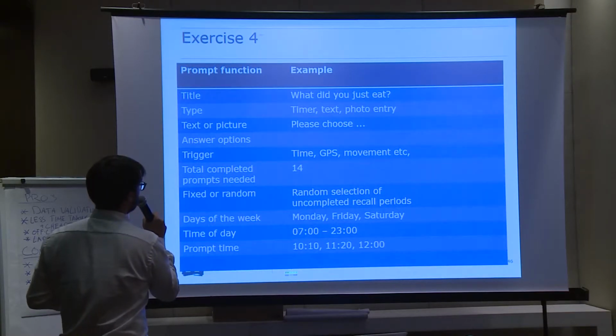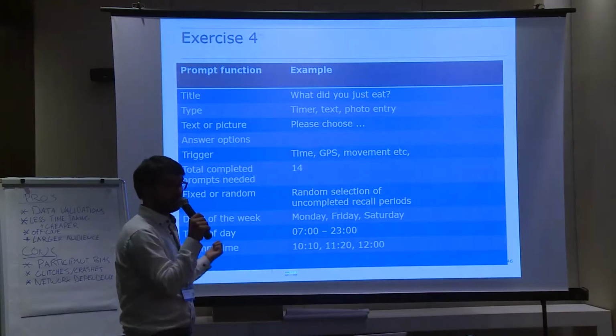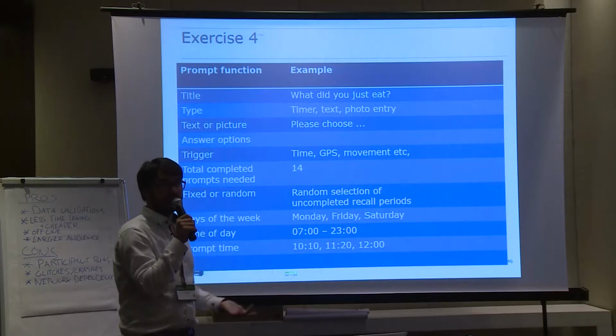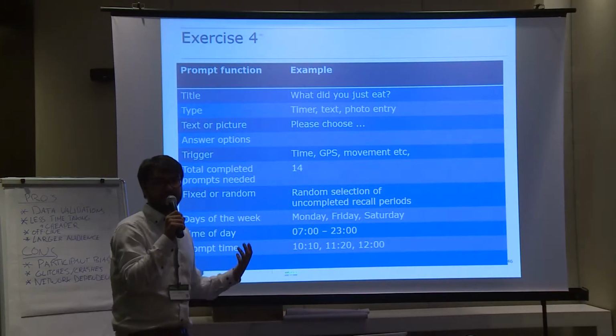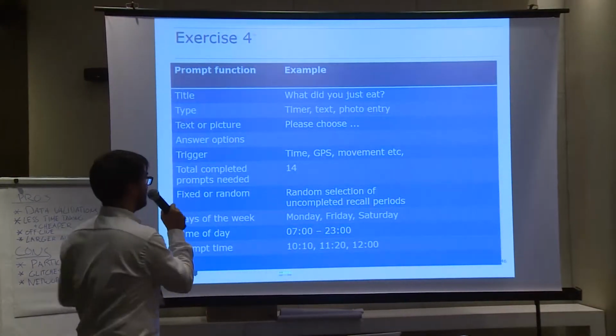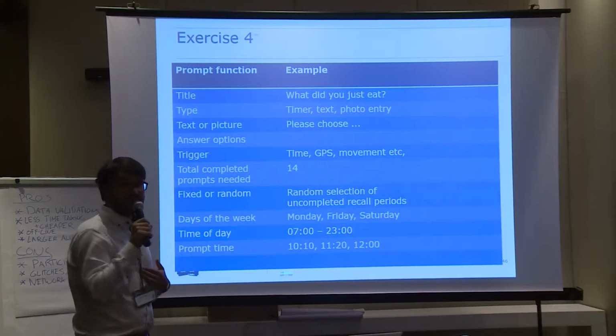So those are the answering options, for example. You need to think about the trigger, as we said. You can say a certain time. You can use the GPS. You can use how much people have been moving, or heart rate if you have a really high budget, and you can give people smartwatches. These researches also exist. You want to know how many completed prompts you actually need.